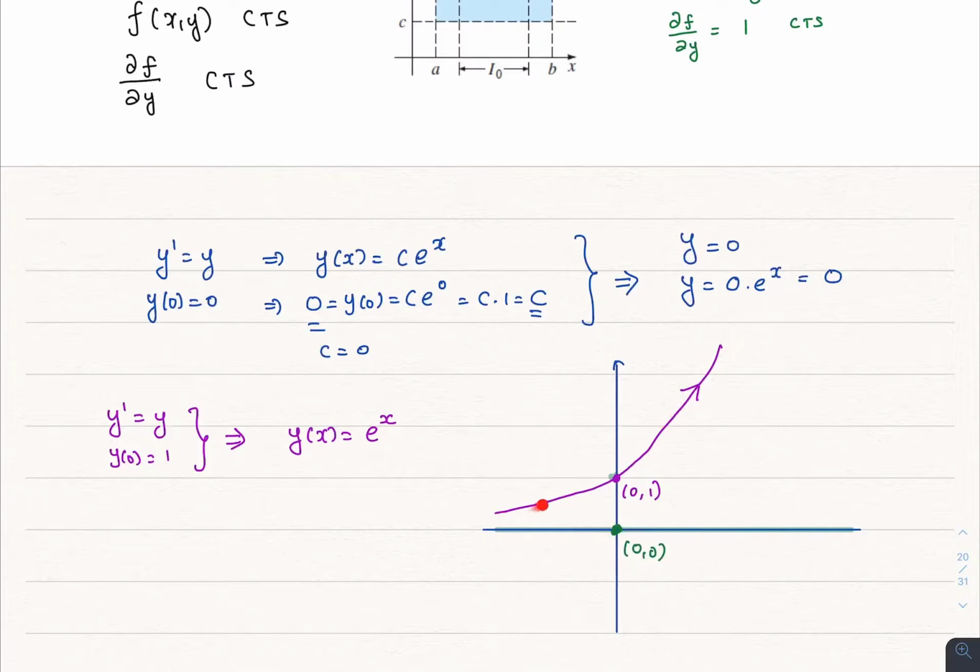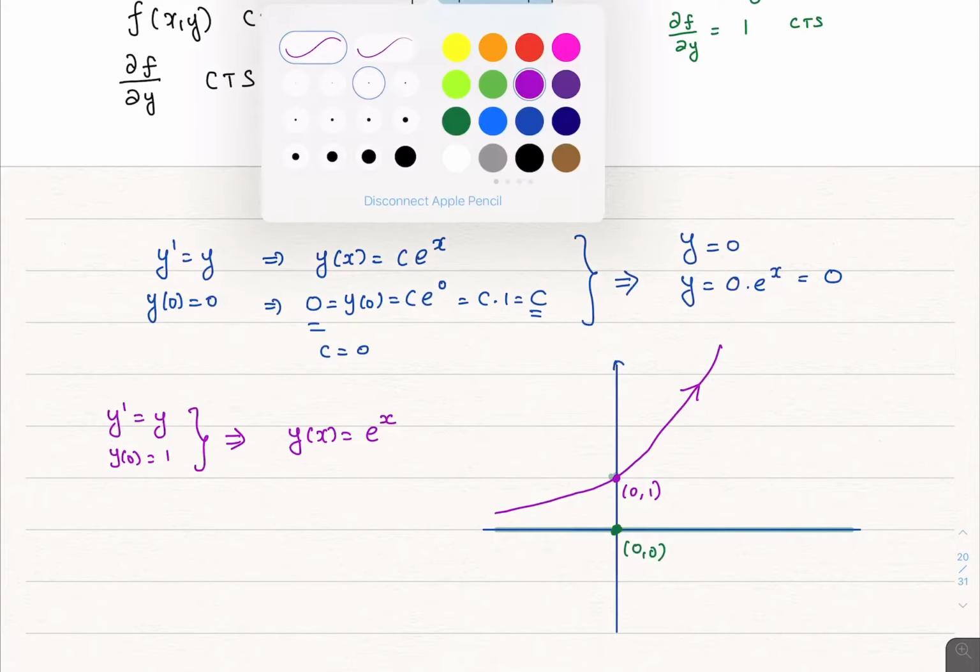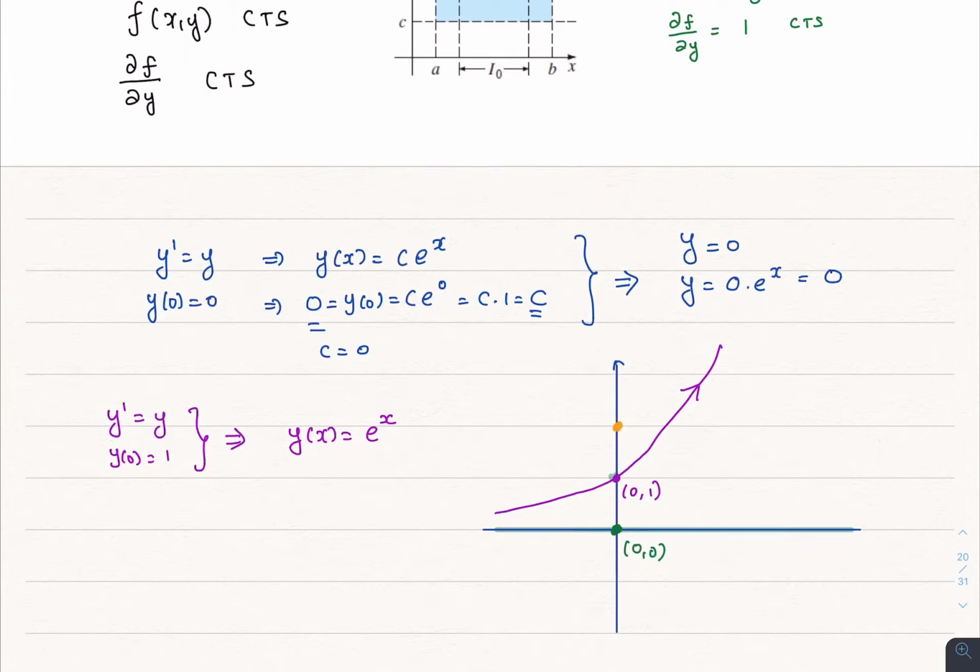That's what we call an initial value problem, right? For an initial value problem, I'm going to have only one solution. And then if I take a look at another one somewhere here, let me go with the orange. If you take a look at a point right here, and this point is x is 0, y is equal to 1, right?